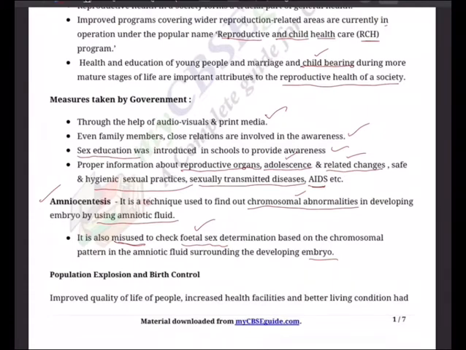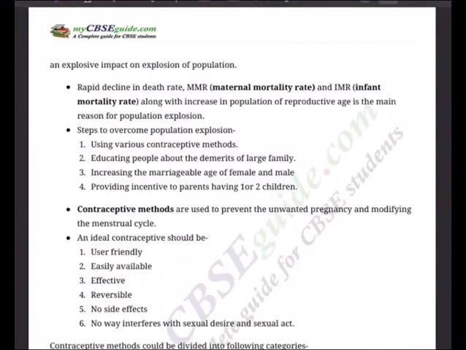Now, population explosion and birth control. Improved quality of life of people: like I said just now, a couple having a cricket team and a couple having one or two children, whose quality of life will be better? Is it the family having one or two children, or the family having one dozen children? So, increased health facilities. Now it is a far good sign that even remote villages have healthcare centers and better living conditions compared to what we had 50 years back. We are far better.